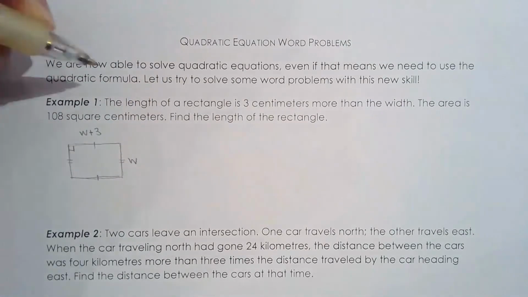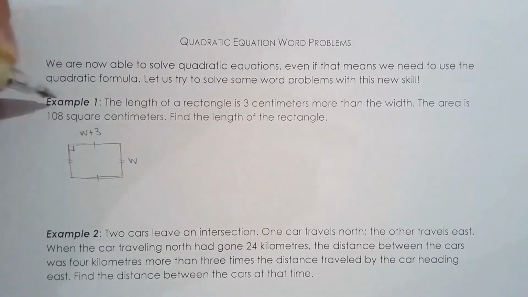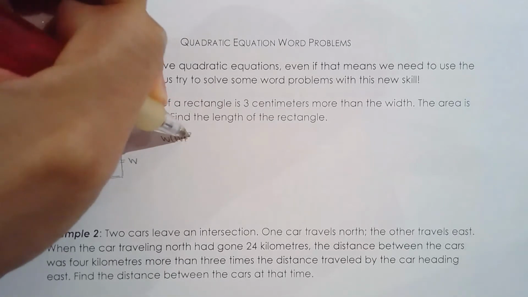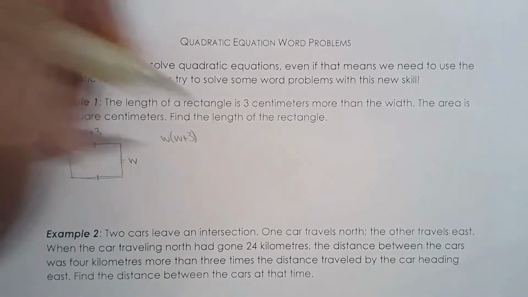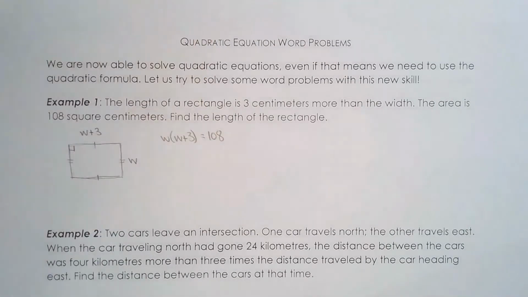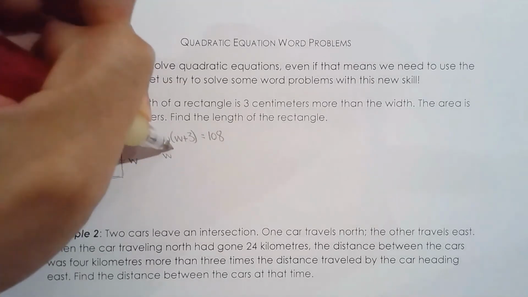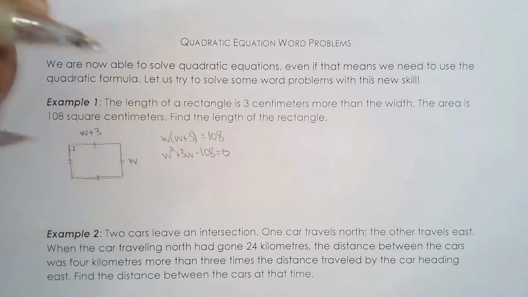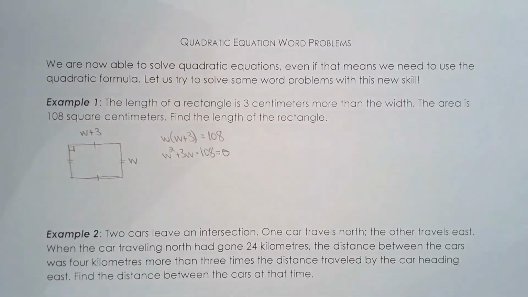So now we have a fact that we have to use, which is the area. The area is 108 square centimeters. So W times W plus 3, because it's a rectangle, length times width is 108. What do I see here? Quadratic equation. From here it's really straightforward. Expand, set equal to 0. Simple trinomial. Are there two numbers that multiply to negative 108 and add to 3?